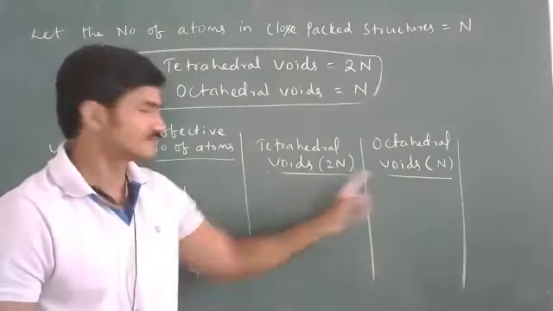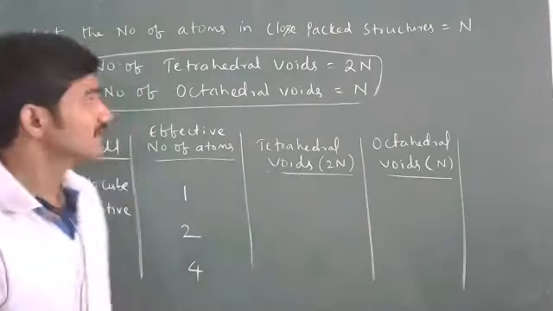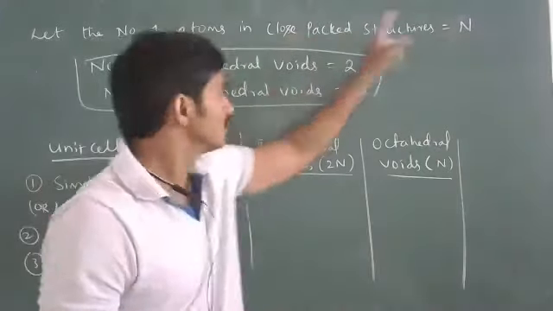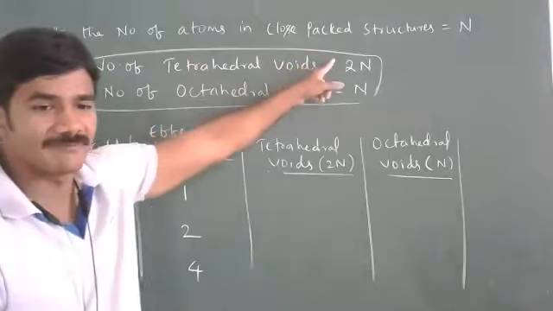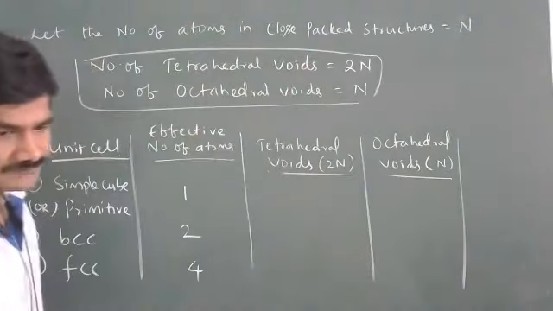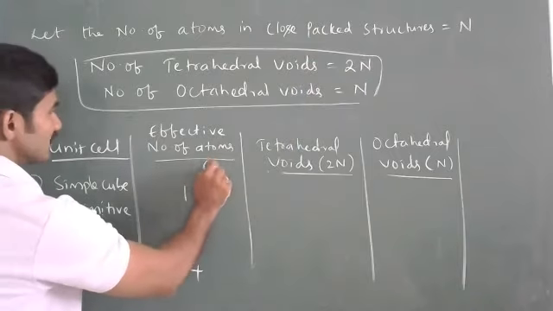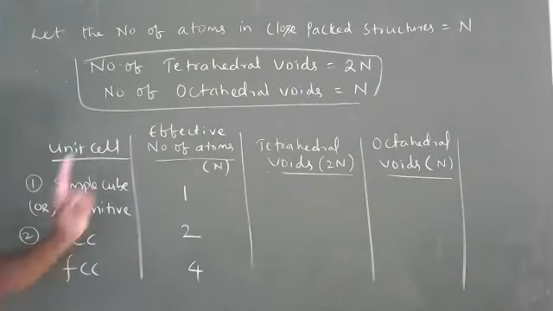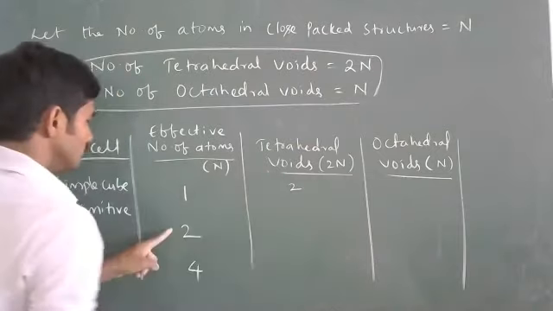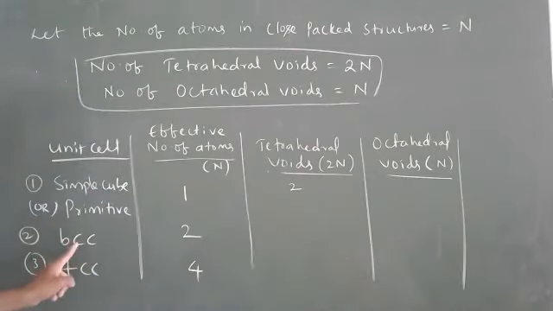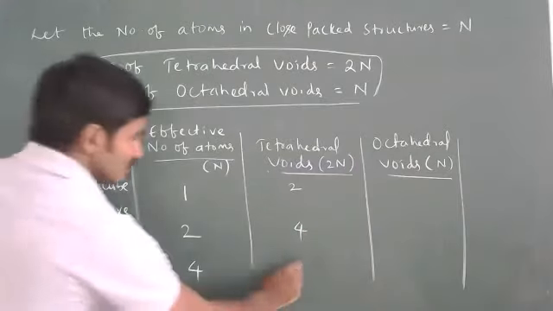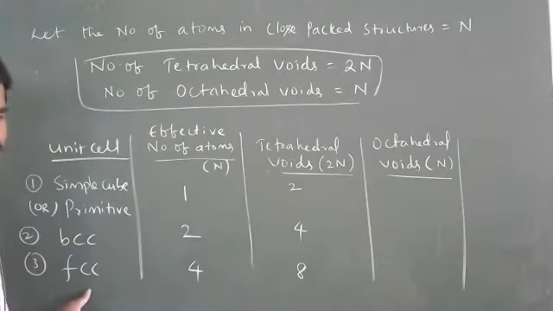You write tetrahedral voids and octahedral voids. Here I have written the formula: the number of atoms in a close packed structure is equal to n. Tetrahedral voids are double, and octahedral voids are the same as the number of atoms. So tetrahedral voids are 2 for simple cube, 4 for BCC, and 8 for FCC.